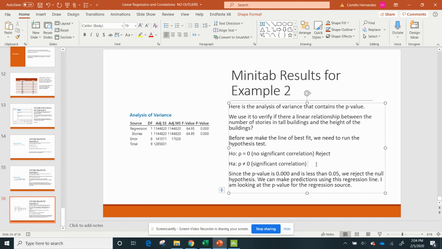There is a significant correlation between heights of the buildings and the stories of the buildings. And that means, yes, I can make predictions. So if I gave you the number of stories in a building, you could predict the height of it.